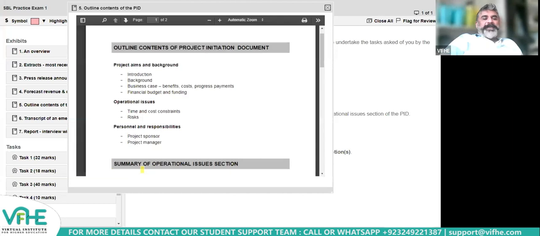All right, so let's see. He's put an introduction. Introduction is there. Background is there. Business case like benefits, cost, progress payments is there. Okay. Financial budget, financial aspects are there. Good. Time and constraints are there. Risks are there. Sponsor is there. Manager is there. What has he missed out?